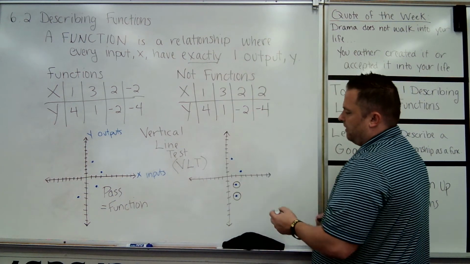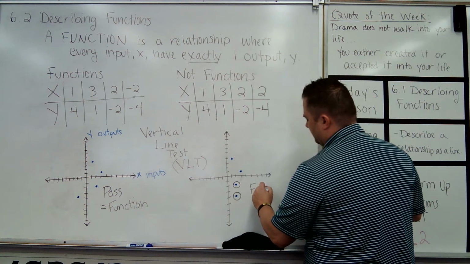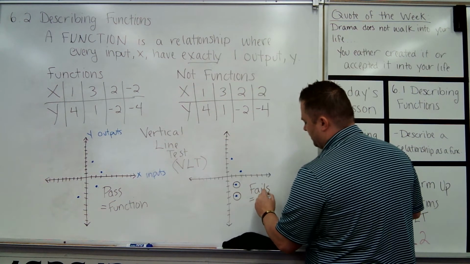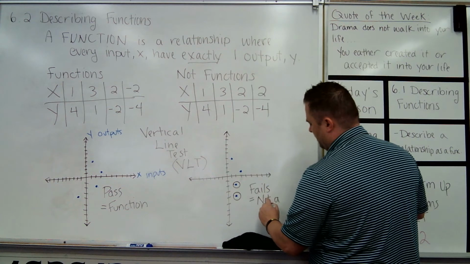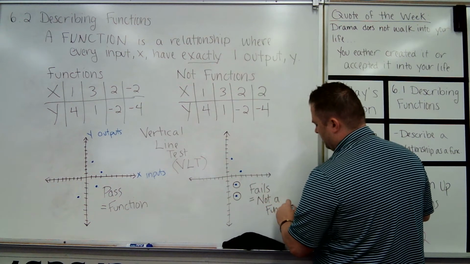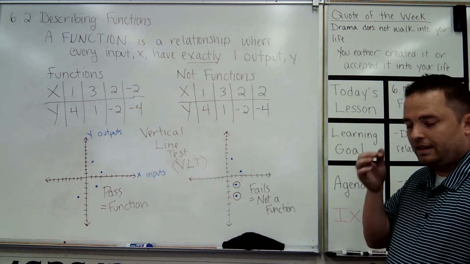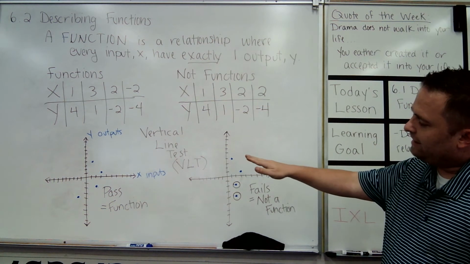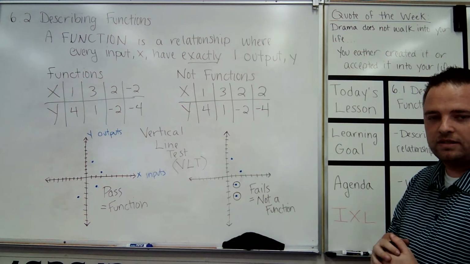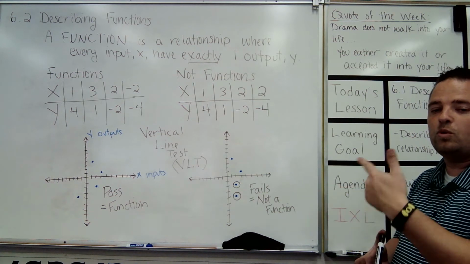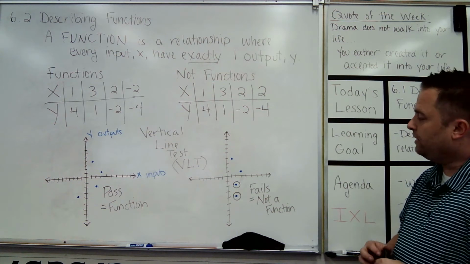If it fails the test, that means it is not a function. When you place a vertical line down, what you're looking for is if it touches the line more than once. That's what you're looking for. If it touches more than once, you know there's more than one output for every input.